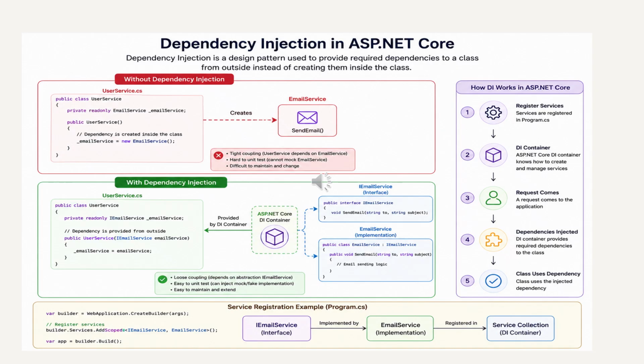The service is first registered in Program.cs, for example using AddScoped<IEmailService, EmailService>. Then, when a request comes into the application, the DI container creates and injects the required dependency into UserService. This results in loose coupling, easier unit testing, and easier maintenance or replacement of implementation.